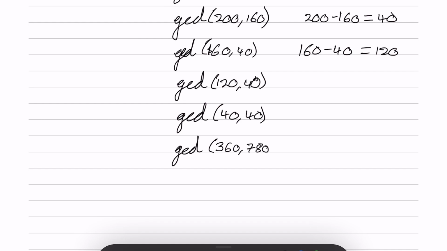Which obviously, if we were to take this step one step further, we go to 0, leaving us with the result that the greatest common divisor of 360 and 780 is 40.